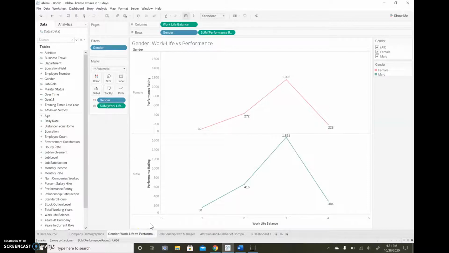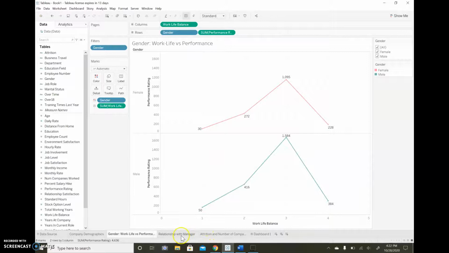In the second worksheet, we looked at gender and the relationship between their work-life balance and their performance rating. So the top chart, you can see the female, bottom chart, you can see male, and how their work-life balance affects their performance rating. And as you can see, the numbers for men are slightly higher than women when it comes to performance rating.